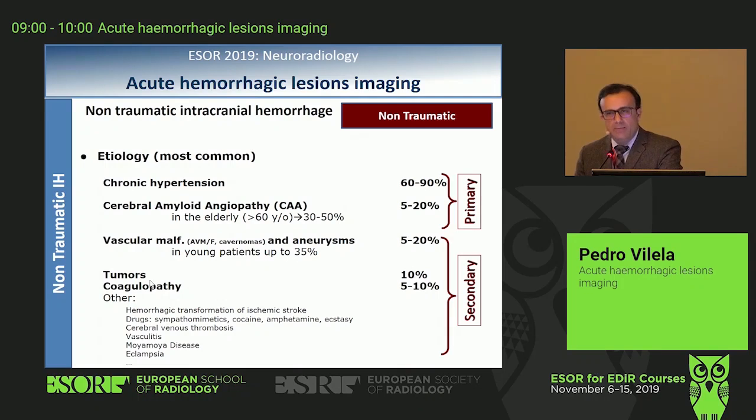Tumors, there are typical primary and secondary tumors that bleed, and coagulopathy. You remember that there are many patients that are now under antiplatelet therapy, double antiplatelet therapy, and anticoagulation. And you should remember also the consumption of some drugs that may cause vascular lesions with hemorrhage. Cerebral venous thrombosis frequently has a hemorrhagic presentation. Vasculitis may present with hemorrhage, moyamoya, eclampsia, PRES, and so forth.